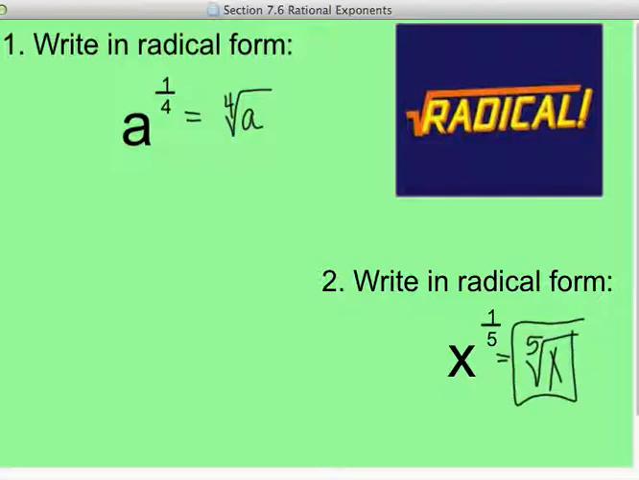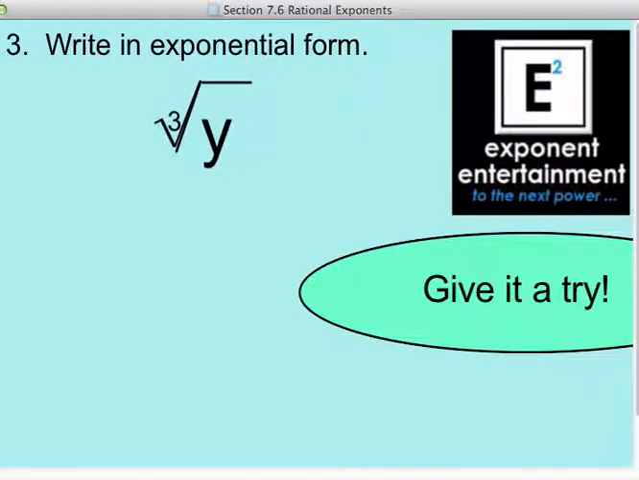All right, now we're going to go ahead and look at two examples where we go the opposite. Okay, we have to write in exponential form. So I have the cubed root of y. So if I have the cubed root, it's really y to the 1/3 power.